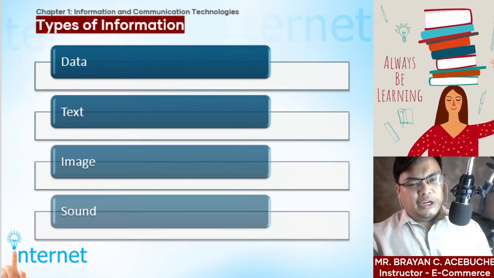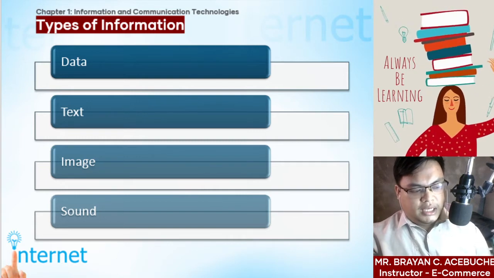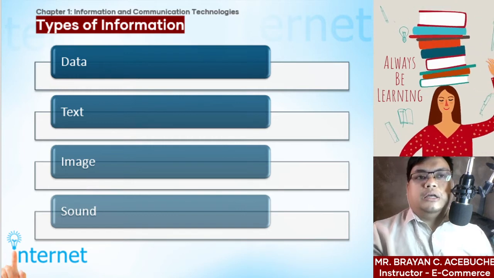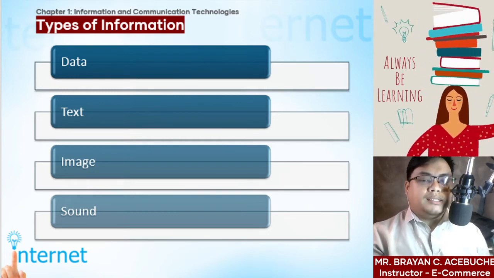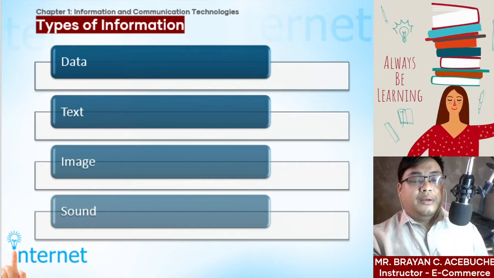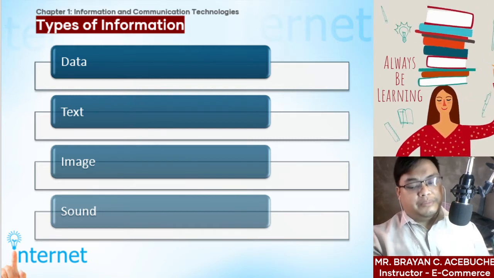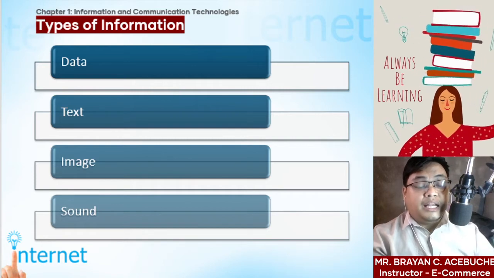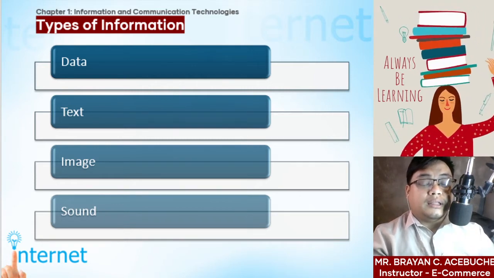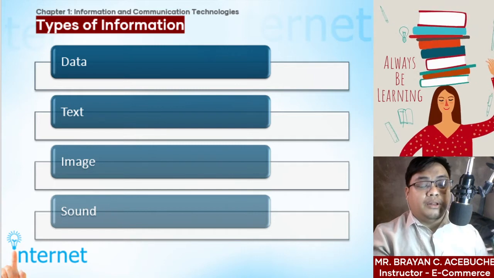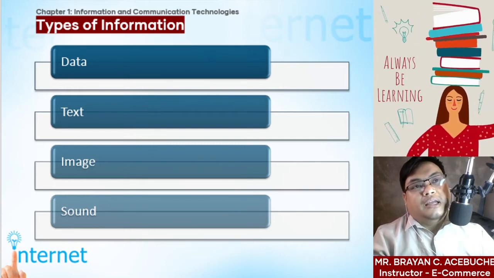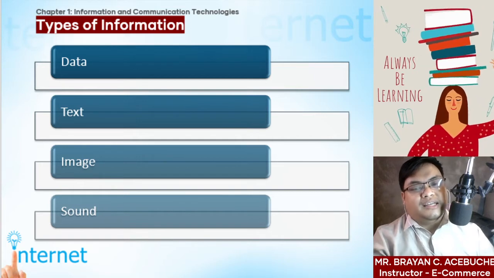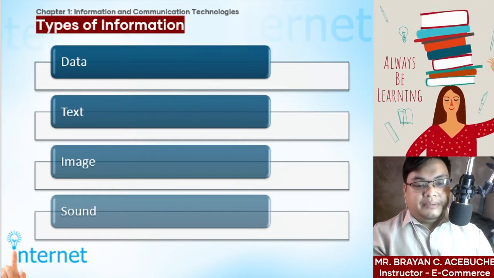Now ano po yung ibig sabihin ng information? So we can say that an information is processed data. Process text, process image, process sound in order to create valuable and reasonable content, or let's say truths or facts. Ayan na po si information.